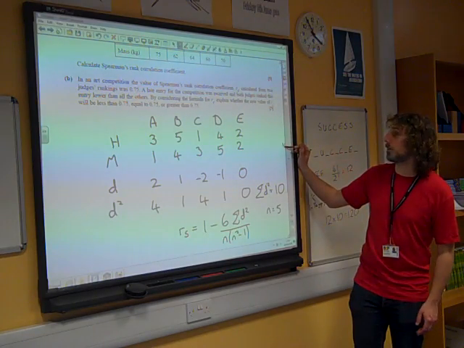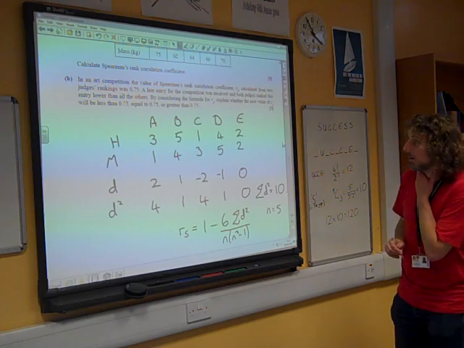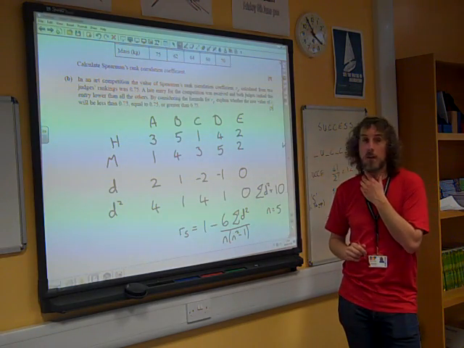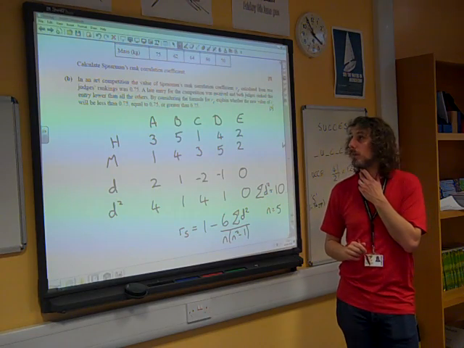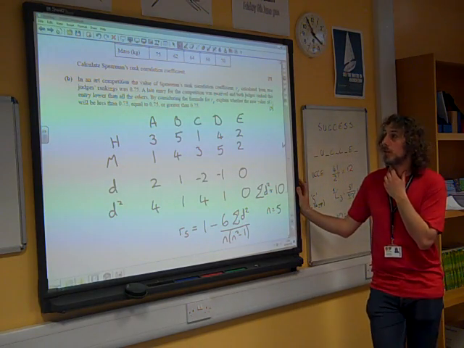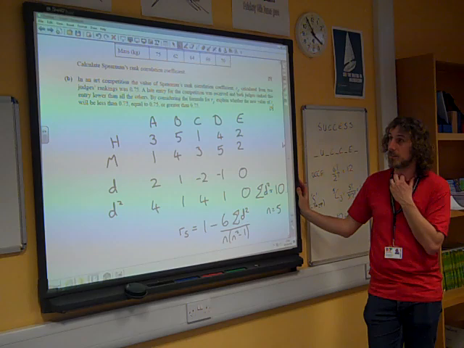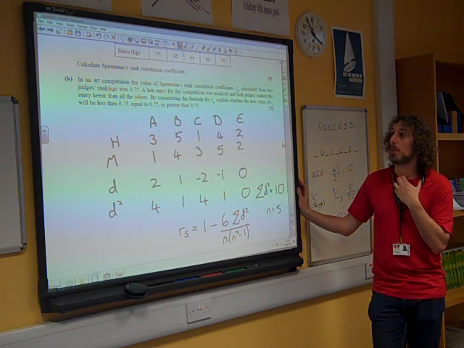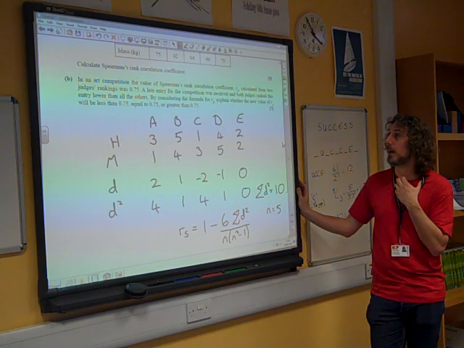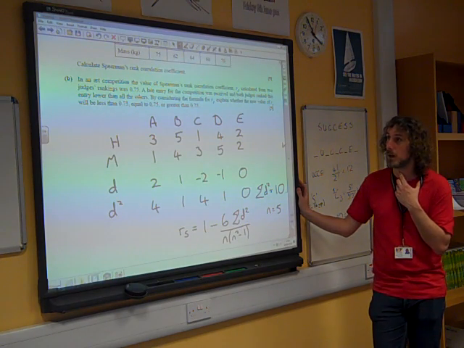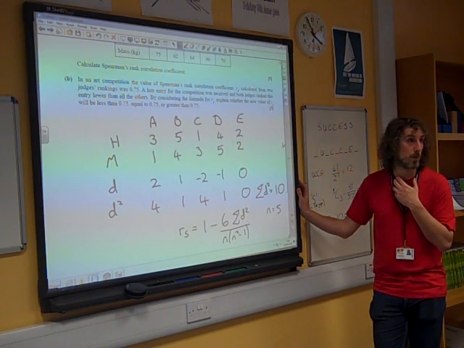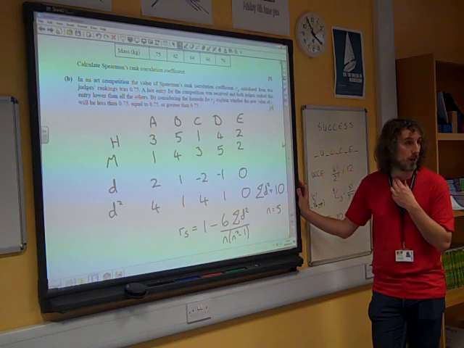In an art competition, the value of Spearman's rank correlation coefficient, RS, calculated from 2 judges' rankings was 0.75. A late entry for the competition was received and both judges ranked this entry lower than all the others. By considering the formula for RS, explain whether the new value of RS will be less than 0.75 or equal to 0.75 or greater than 0.75.